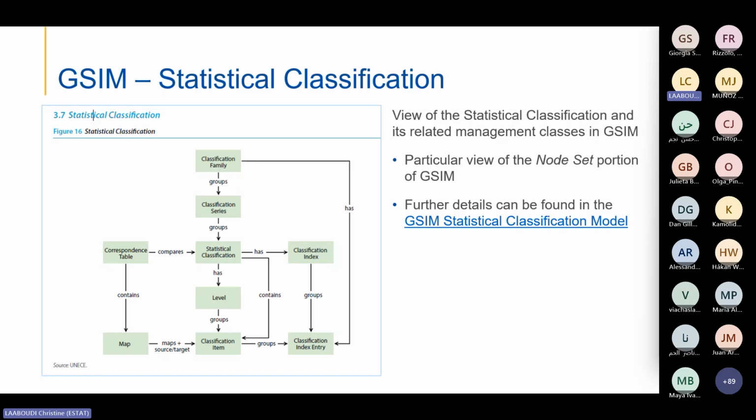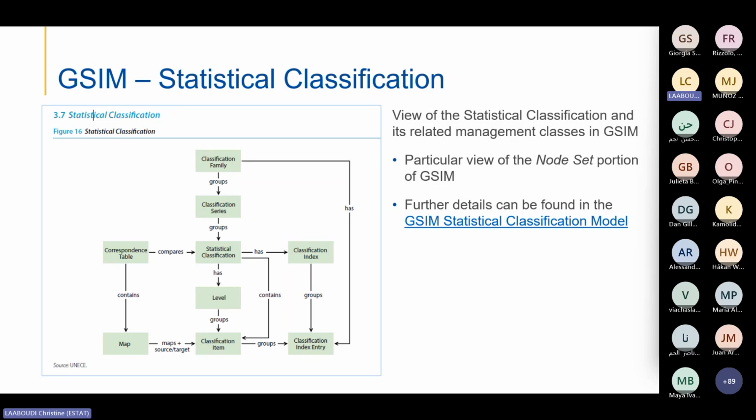So in the center, we have the statistical classification. The statistical classification is a set of categories with their meaning combined with code representation, as I said before. And it may be assigned to one or more variable used in the production and dissemination of statistics. So the classification contains a classification item at the bottom of the screenshot. And the statistical classification are grouped into a classification family.